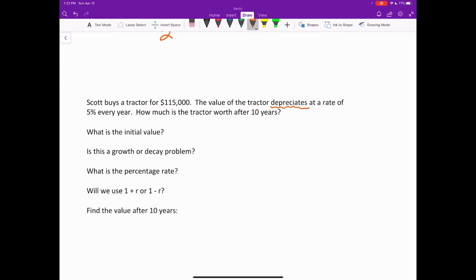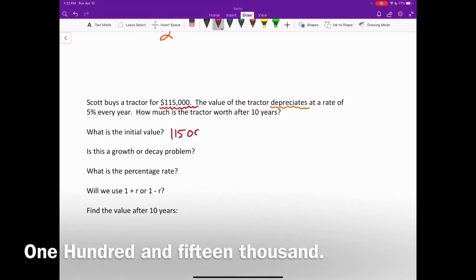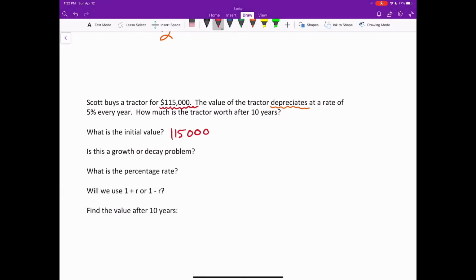What's the initial value? That's kind of my starting point, right? I'm starting with a cost of $15,000. Is it growth or decay? It says that the tractor depreciates over time, and hopefully, obviously, our tractor, unless we're polishing it every day or whatever, the tractor's worth is going to be going down. So depreciate means decrease in value. We do have a decay problem, so this is decay.